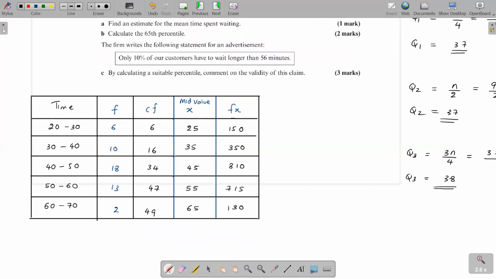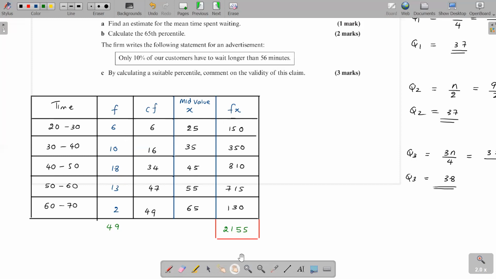Basically, the mean is sigma fx over sigma f. Sigma fx means you add all these figures and get the total. So how much is sigma fx? The total of the fx values is 2155. The total frequency should be 49, because the final figure of the cumulative frequency is 49. It means the total frequency should be 49.